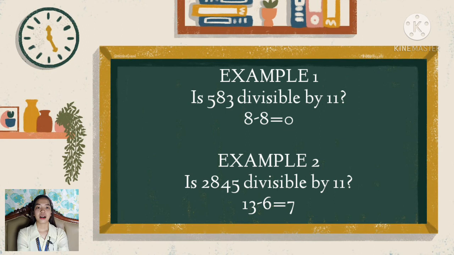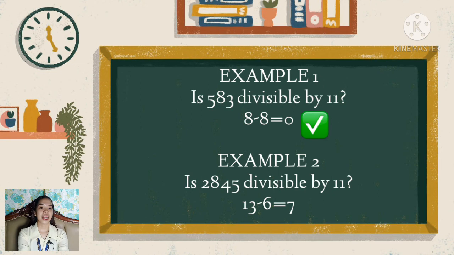So the first digit is 5, second digit is 8, and the third digit is 3. So the odd place is 5 and 3, and the even place is 8. So we need to sum the odd place. 5 plus 3 is equal to 8, and minus the even place. 8 minus 8 is equal to 0. So therefore, 583 is divisible by 11.